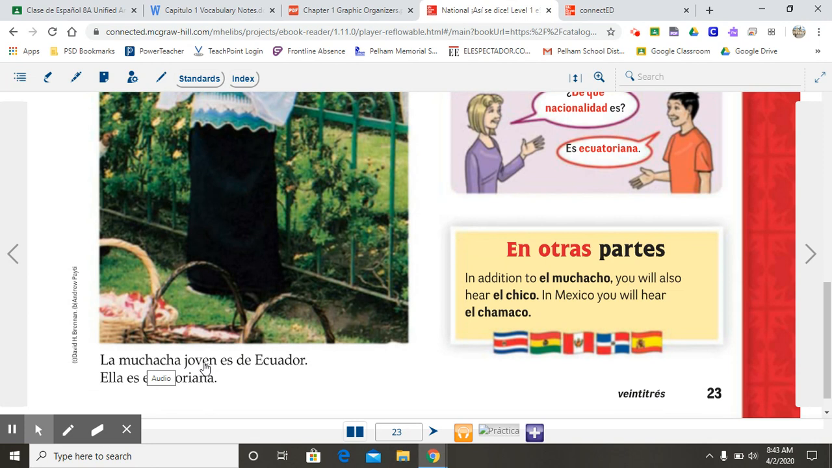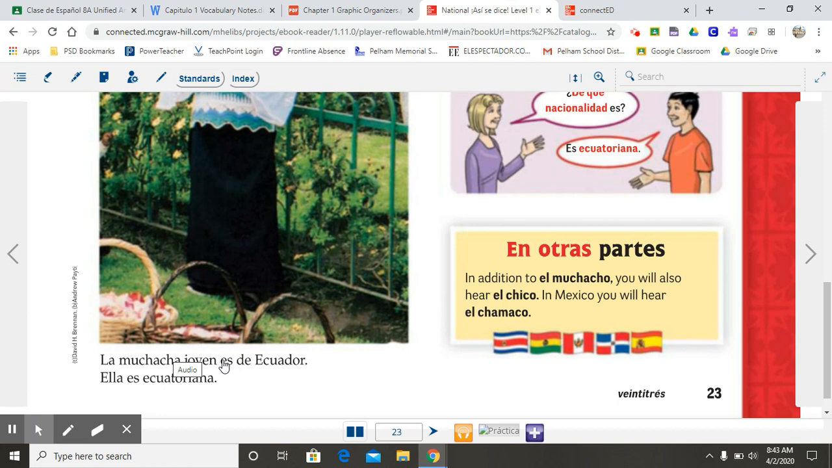Joven means young. Okay. I'm not expecting you to know this word. I'm just letting you know, even though it's in the vocab. La muchacha joven es de Ecuador. Ella es, and this is how you describe people from other countries, by the way. You notice how it's the same name as the country, and then you just add -iano, -ano. All right. You're not responsible for the nationalities either. But let's go over it.